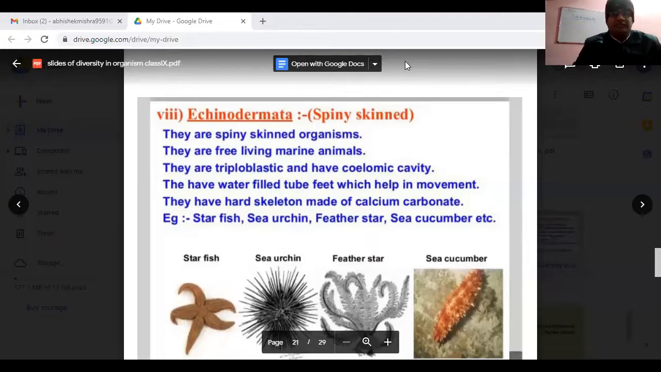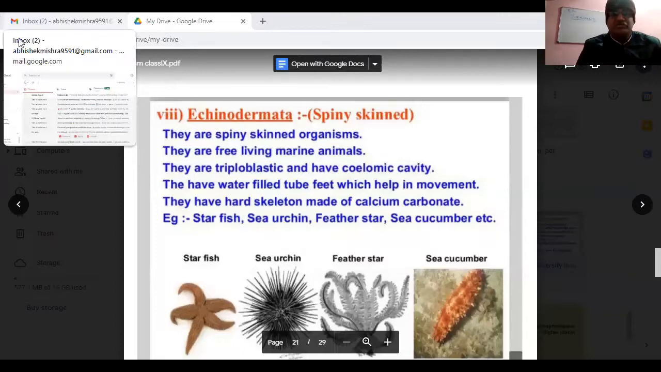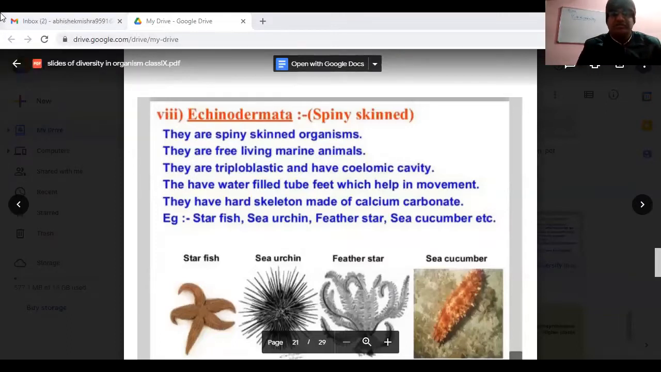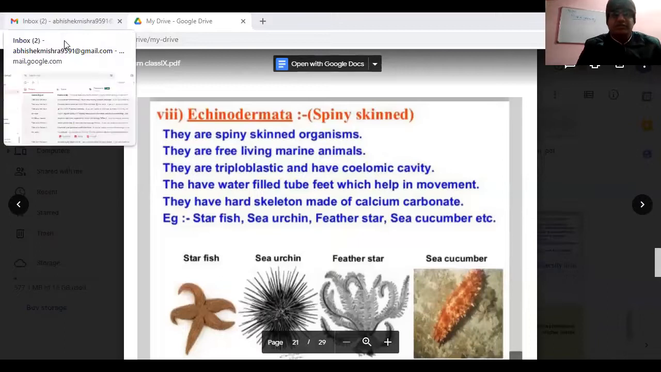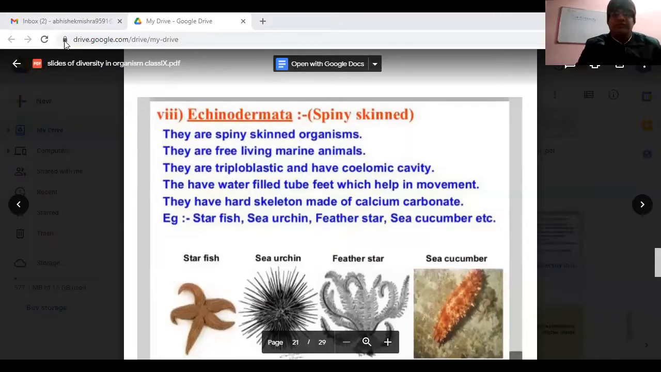Okay, some of you have given the answer. Three germinal layers. Very good. Correct. Three germinal layers. What are the names of these three germinal layers, students?